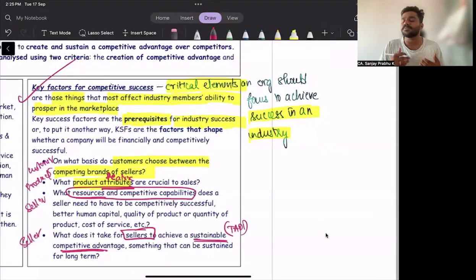Come on, repeat with me, because multiple revision, if you are not repeating with me, you are not going to score marks. Come on, repeat with me. What is key success factor? Key success factors are the prerequisite for industry success.